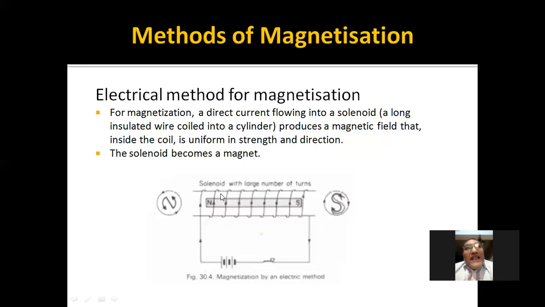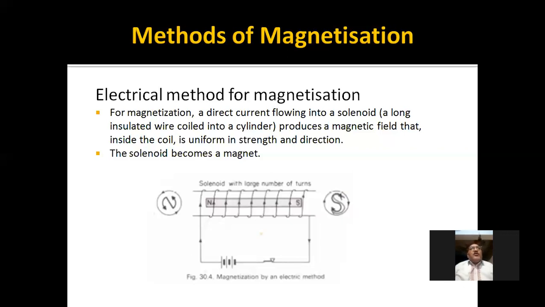So this solenoid will be behaving like a bar magnet. One of its ends will be behaving like a north pole, and the other like a south pole. It will keep on behaving like a permanent magnet behaves. It will have its north pole, its south pole, and magnetic lines coming out of the north pole and going towards the south pole.